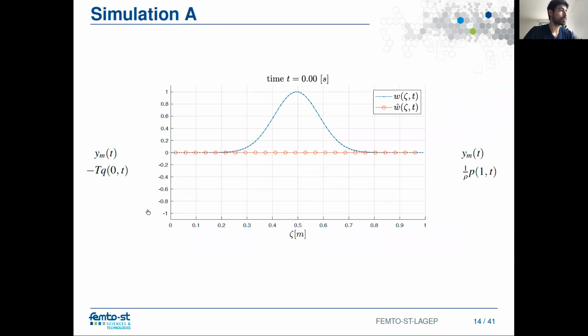Here also we have the simulation in a video, exactly the same, but in a video where we are measuring the strain here and the velocity at the other side. This is the initial condition for the displacement and the initial condition for the reduced order observer. And we can see that the observer also converges.